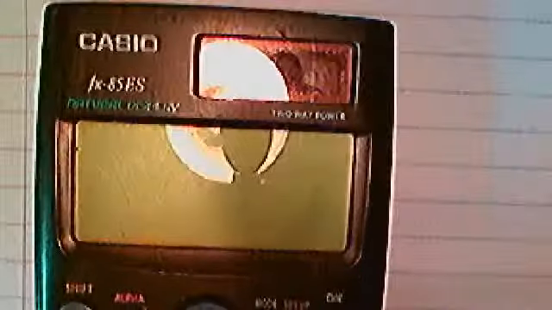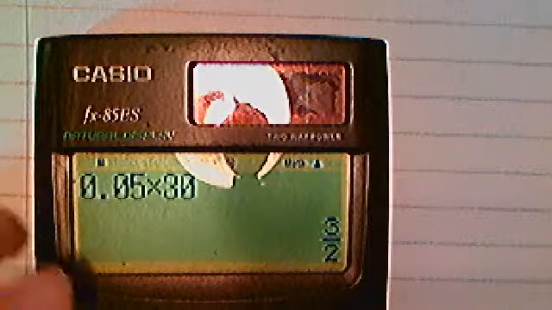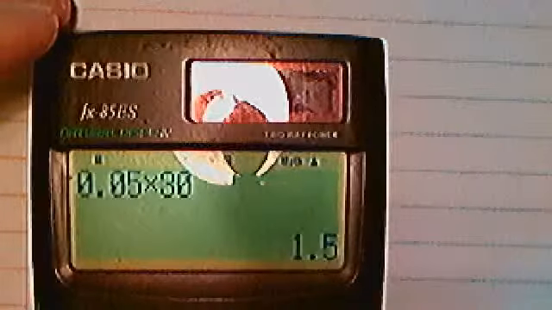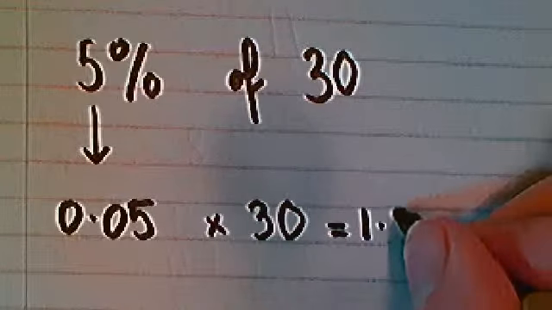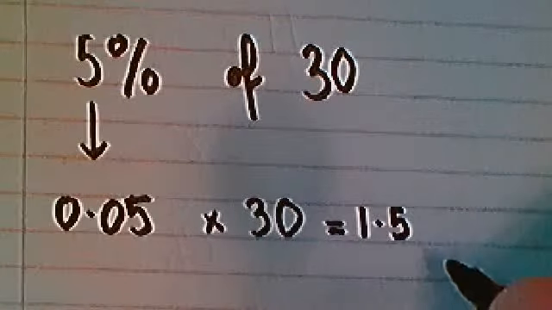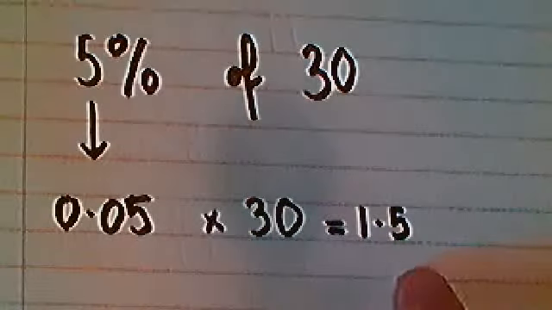And if you just do that in your calculator, 0.05 times 30, that's 3 over 2, which equals 1.5. Okay, so that's basically telling you that 5% of 30 is 1.5.